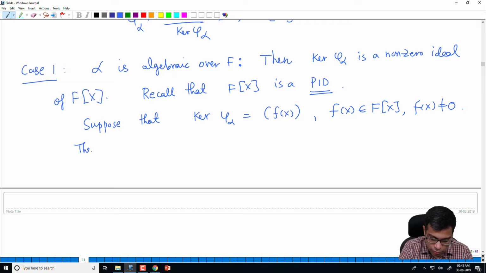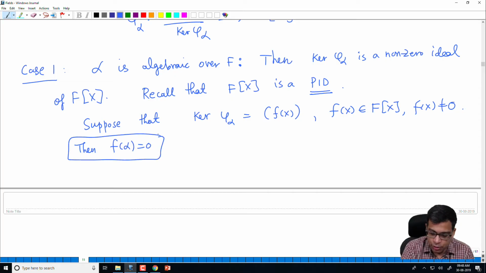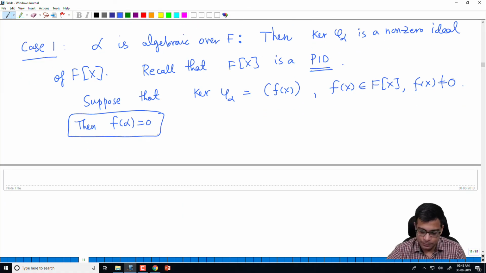So then of course f(alpha) is 0, because it's in the kernel. But every polynomial which has alpha as a root is actually a multiple of f. That is what this sentence means. The kernel of phi alpha consists of all polynomials which have alpha as a root, and every polynomial in the kernel of phi alpha is a multiple of f(x). So every polynomial which has alpha as a root is a multiple of f(x).